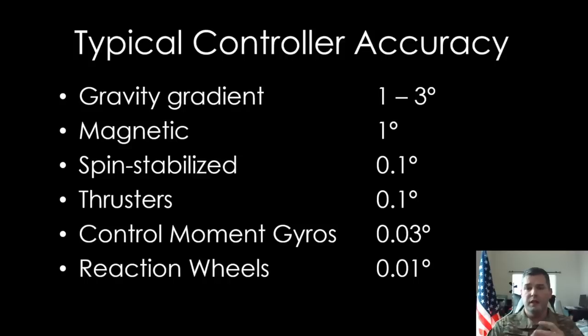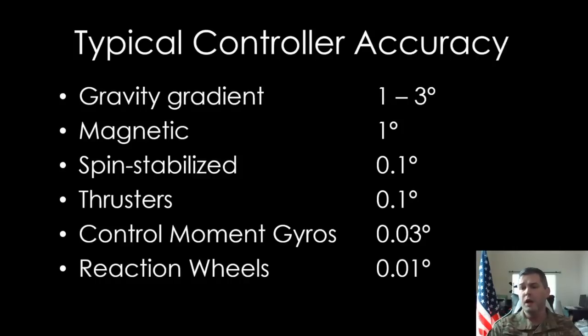Spin stabilization: if you're accurate when you spin up, then you're mostly going to maintain that accuracy. The small disturbance torques may throw you off by a tenth of a degree here and there, but as a general rule, you're going to be able to hold the precision you have when you fire it up the first time. When I say fire it up, that's because you typically use thrusters to get that spin stabilization. So I'm not surprised to see thrusters on the same order of precision as spin stabilization.